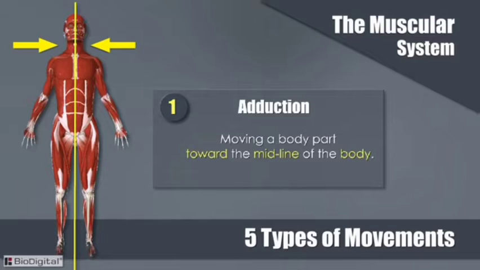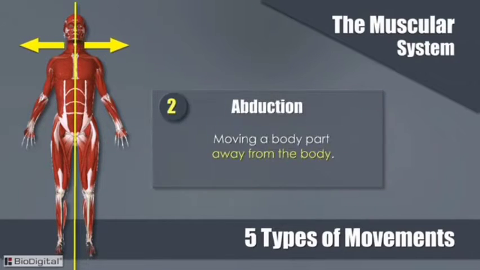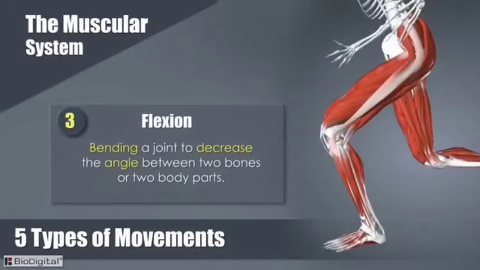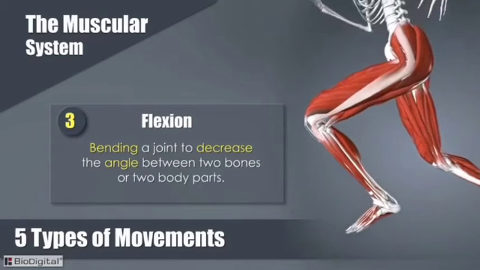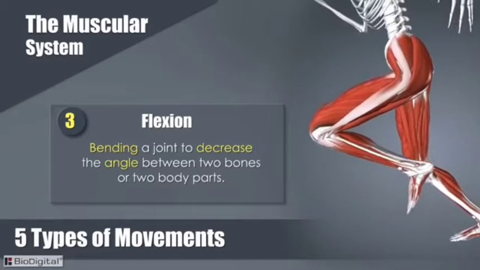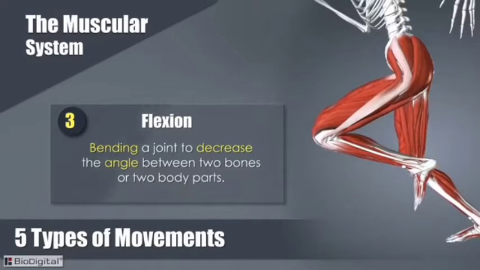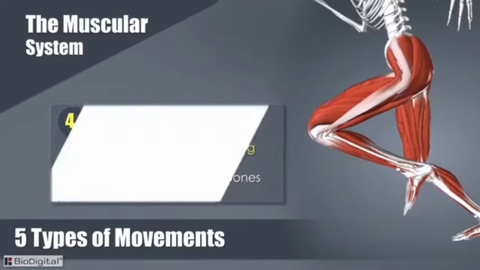1. Adduction. Adduction is the moving of a body part towards the midline of the body. 2. Abduction is moving a body part away from the body. Number 3. Flexion means bending a joint to decrease the angle between 2 bones or 2 body parts.